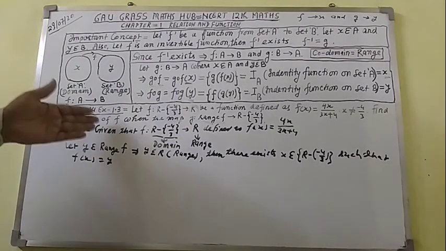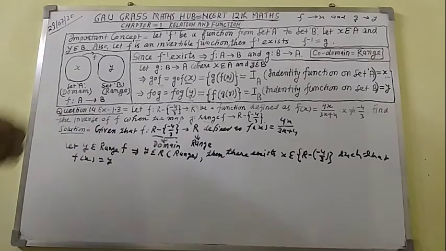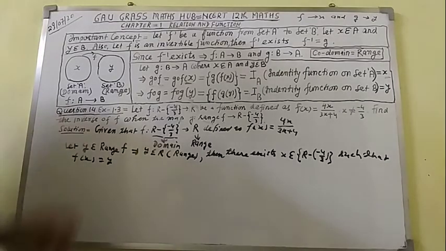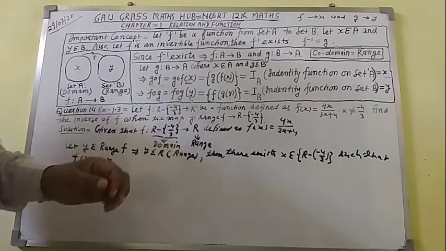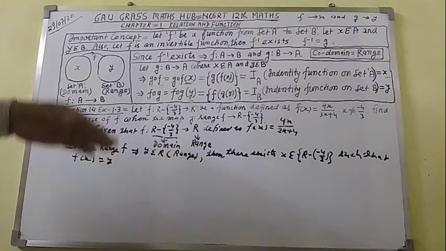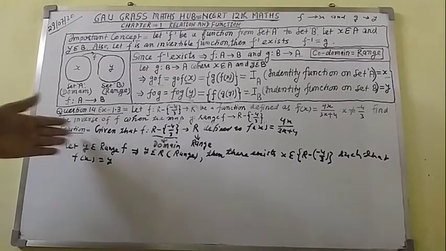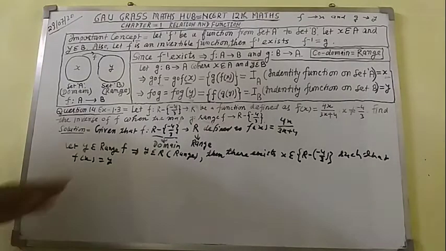Here you have to show f inverse, not showing of f inverse, but you have to find the value of f inverse, and on that basis the mapping is there. So on that basis you find the value of gof and fof, thereby you determine that. So this is the statement.